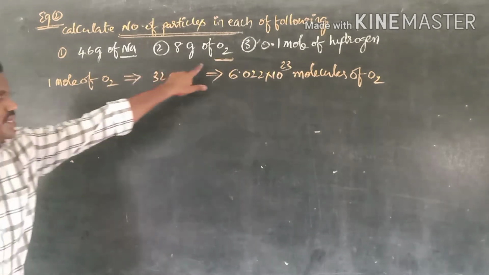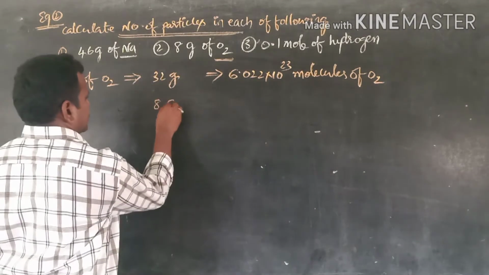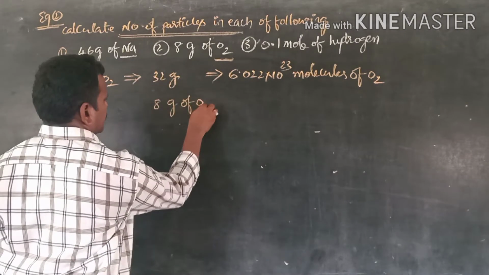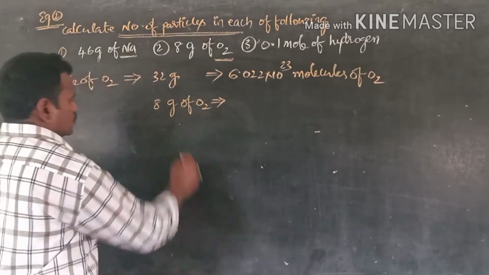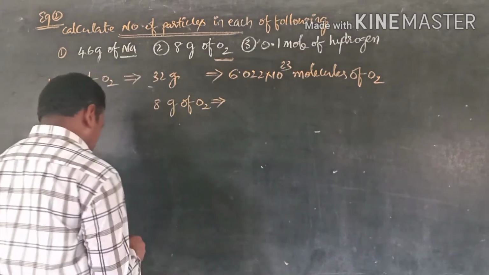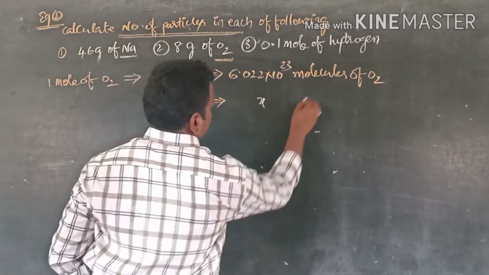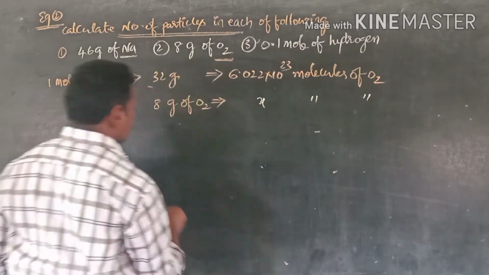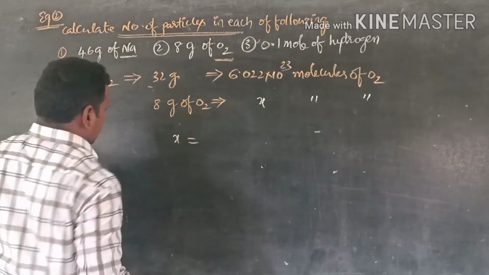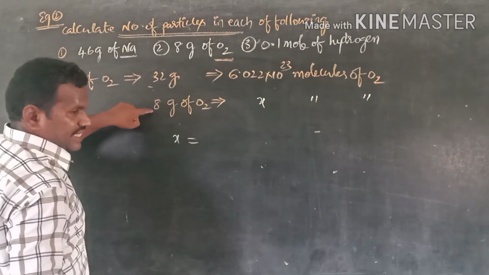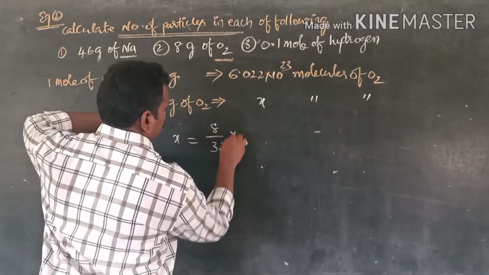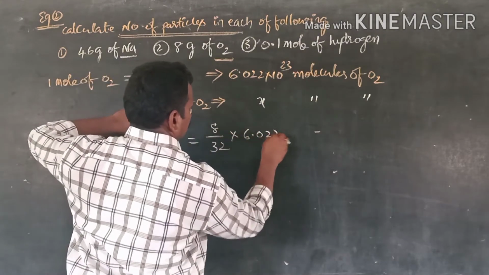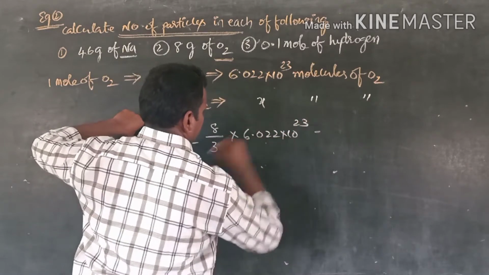Now here how many grams is provided? 8 grams of O2 is provided. They are asking the number of particles. Now we should consider the relation between this and this only. Now this becomes 8 grams of O2. I require the value of x. 32 grams becomes 8, which means it is reduced. So that is 8 by 32 into 6.022 into 10 power 23.